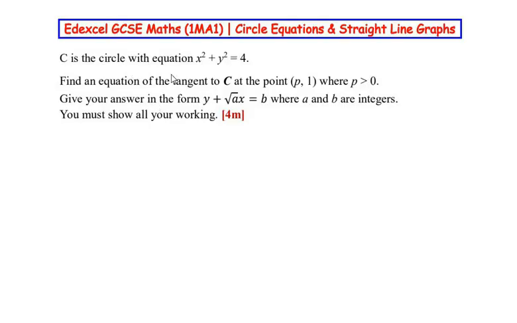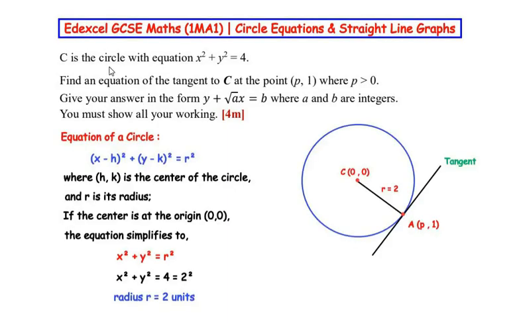So let us try to understand this question by using a rough figure first. Now we have been given a circle C with the equation x squared plus y squared is equal to 4. There is a tangent touching this circle at the point (p, 1). Here we have considered the center of the circle as C, and the point where the tangent touches the circle as A, with coordinates (p, 1), where p is the x coordinate and 1 is the y coordinate.